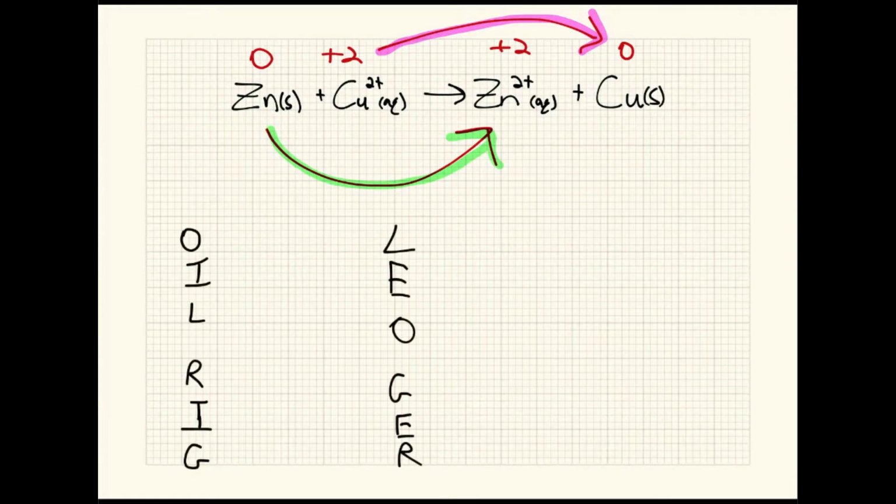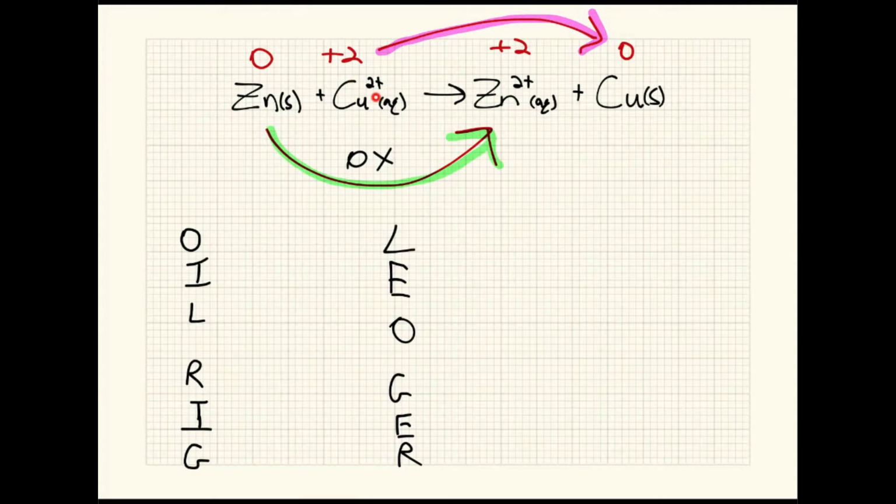You may have heard of some mnemonic devices such as Oil Rig or Leo the Lion says grr. These are to help us remember this sort of ordering of terms in a redox process, right? Oxidation is loss of electrons. Notice that my zinc lost electrons to become positively charged, and that is, of course, the oxidation in this particular reaction. Notice also reduction is gain of electrons.